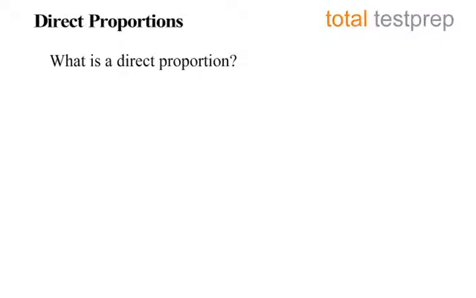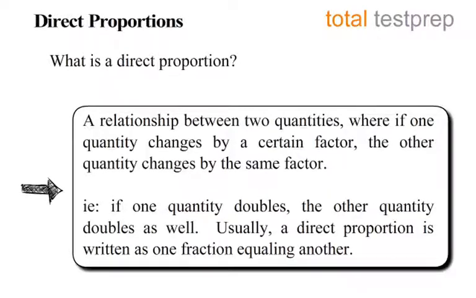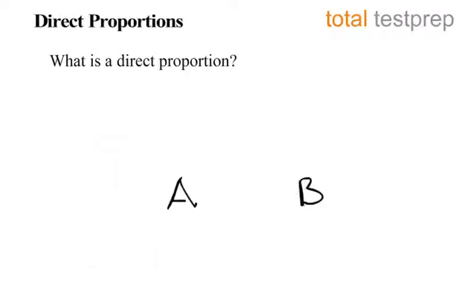In this section, we'll be dealing with direct proportions. What is a direct proportion? A direct proportion is a relationship between two quantities, where if one quantity changes by a certain factor, the other quantity changes by the same factor, i.e., if one quantity doubles, the other quantity doubles as well. Usually, a direct proportion is written as one fraction equaling another.